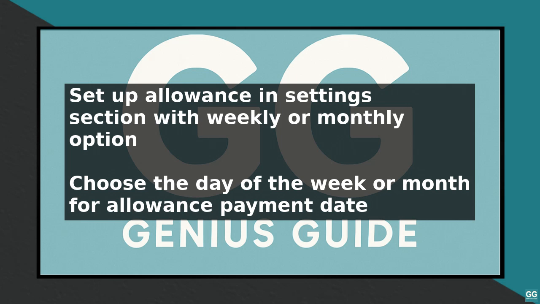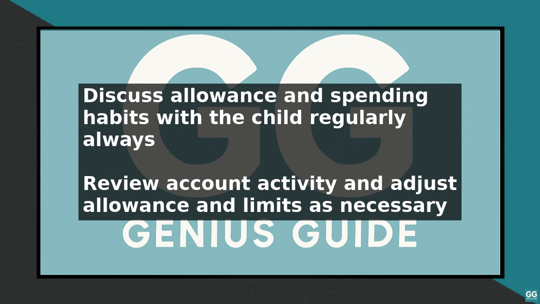To get the most out of GoHenry, it's a good idea to sit down with your child and discuss their allowance and spending habits. This will help them understand the value of money and how to manage their finances effectively. You should also regularly review your child's account activity and adjust their allowance and spending limits as needed.